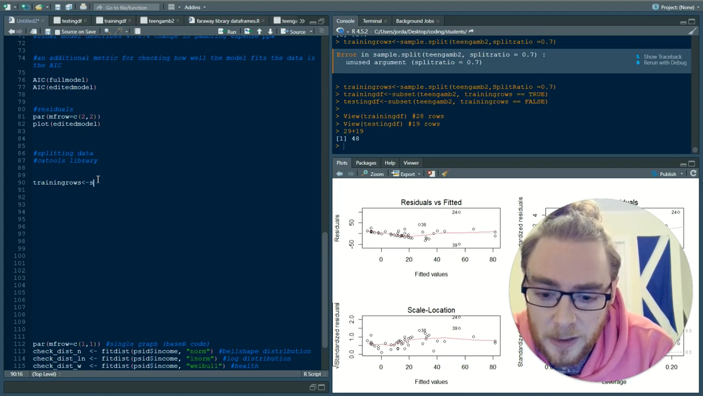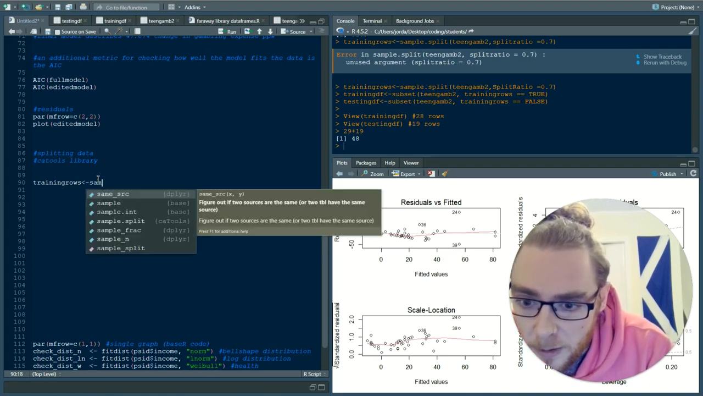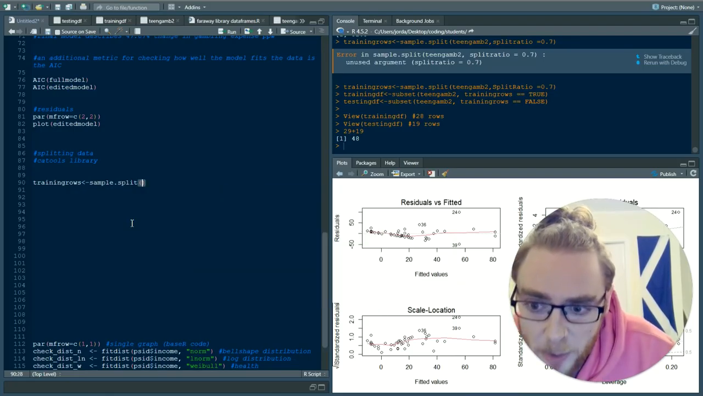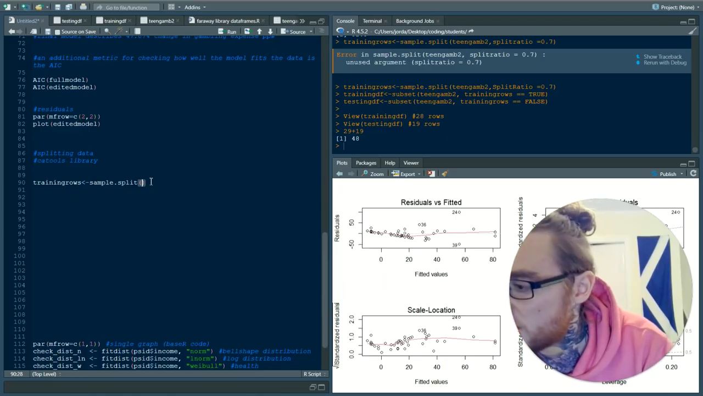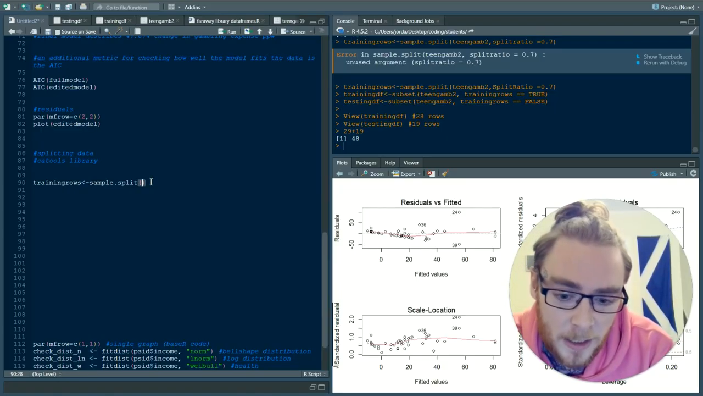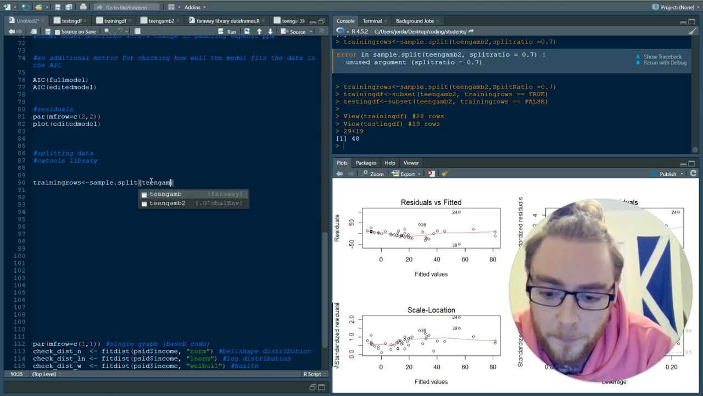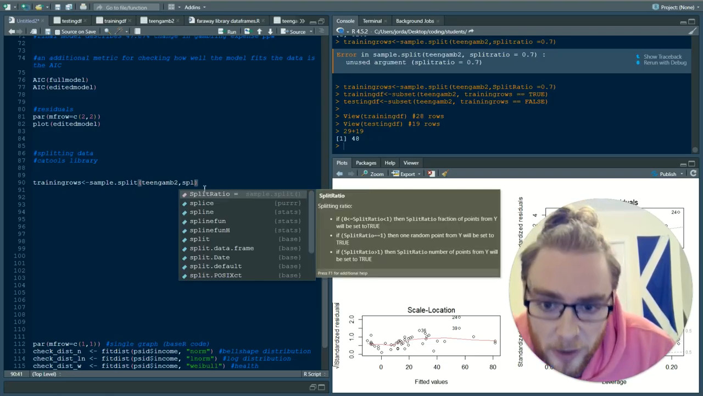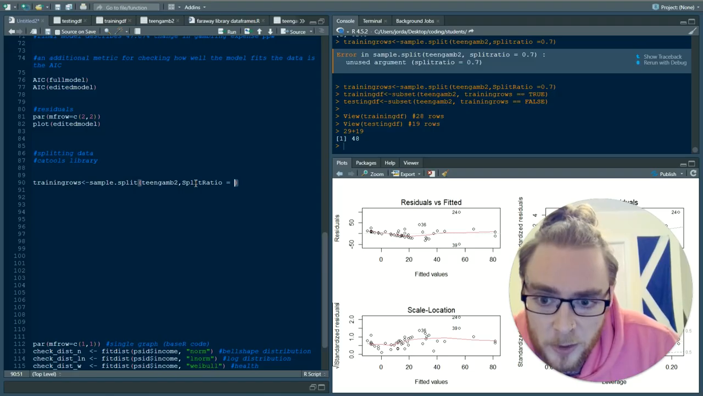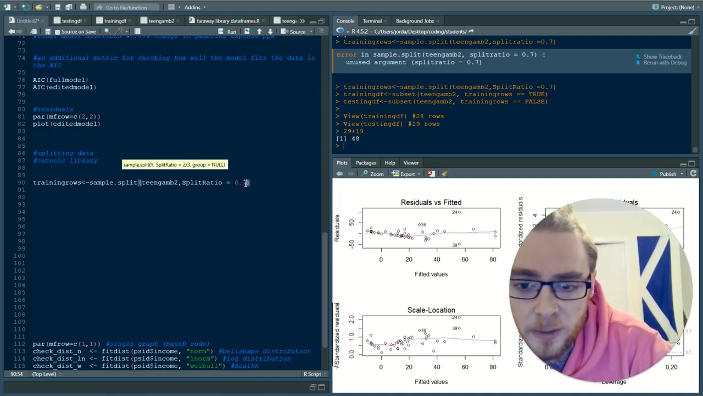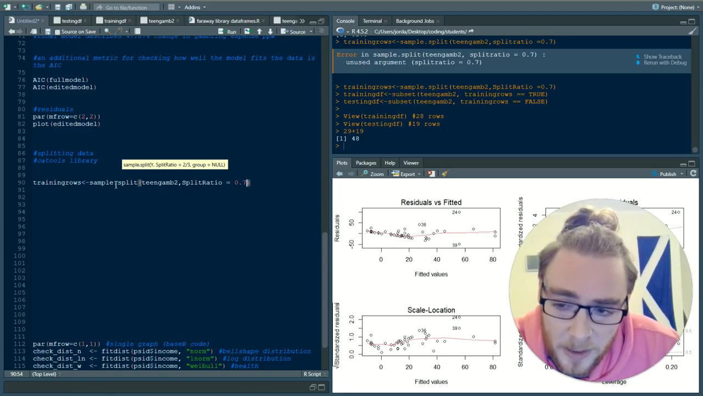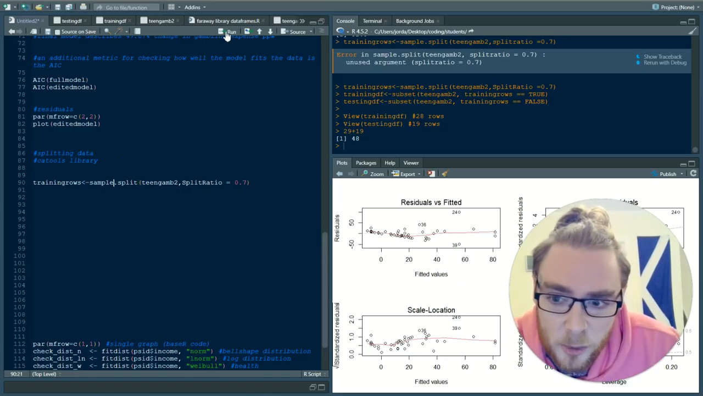And then it's going to be this one here, sample.split from caTools. So what we want to do is sample split the number of rows in the teengamb2, comma, split ratio. So we want sample.split before the bracket and split ratio in the bracket. 0.7 is what we'll go with. 70% of the data is going to be assigned to the training rows.